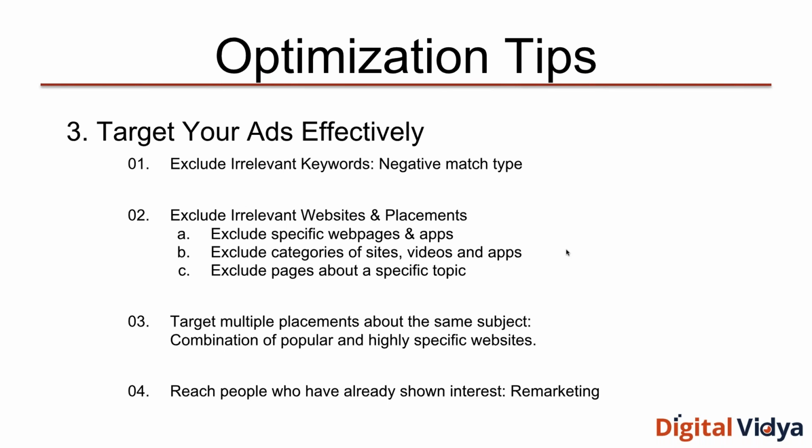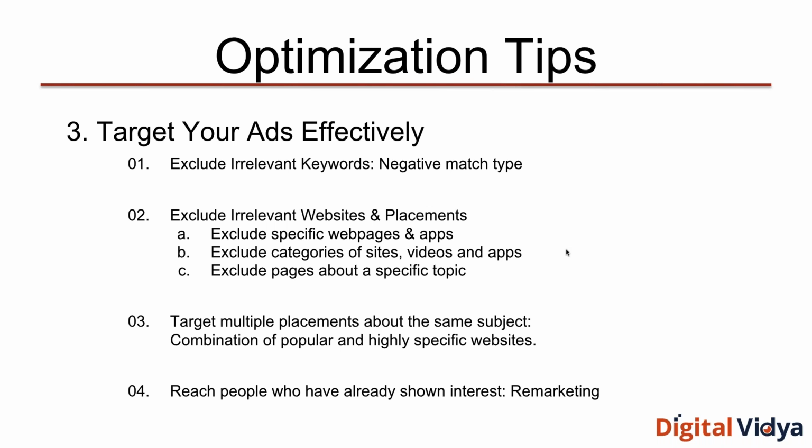Third, targeting needs to be effective. First of all, to reach people who have already shown interest, you can use something called remarketing. If you have a display campaign, you can use placement targeting to customize and target specific websites, mobile apps, or such pages through the AdWords campaign. Equally important is excluding your ads from appearing on web pages or apps or categories of websites which are not relevant for you or with which you don't want to associate yourself as a brand.